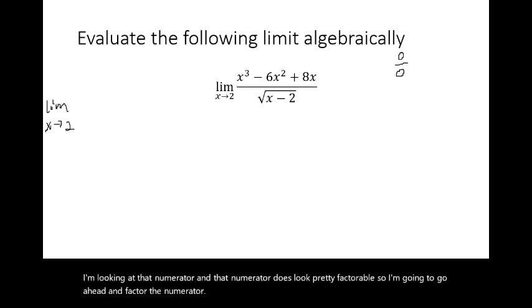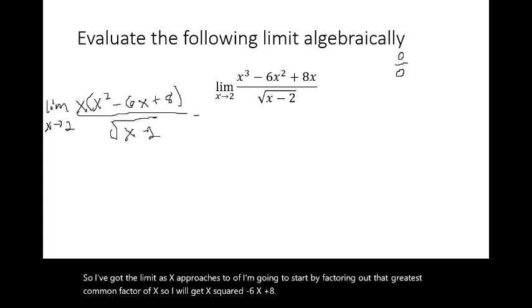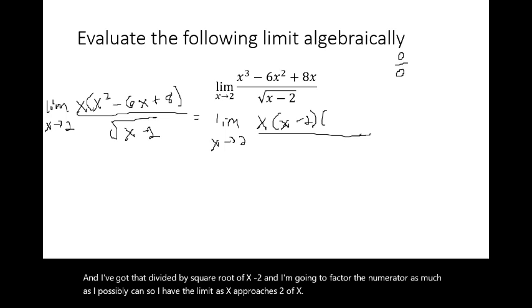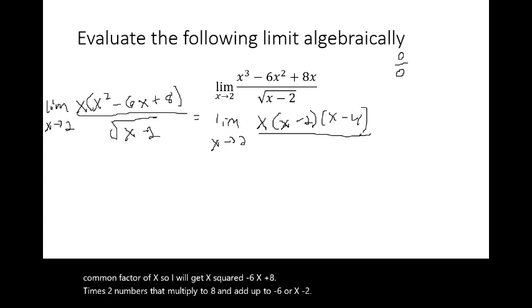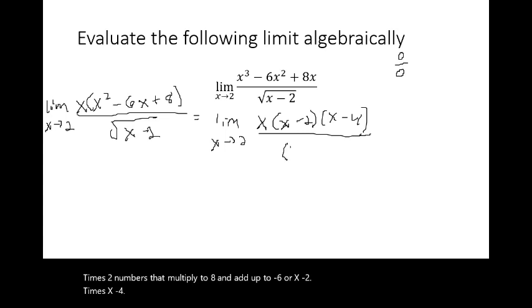So I've got the limit as x approaches 2 of, I'm going to start by factoring out that greatest common factor of x, so I will get x squared minus 6x plus 8. And I've got that divided by square root of x minus 2. And I'm going to factor the numerator as much as I possibly can. So I have the limit as x approaches 2 of x times two numbers that multiply to 8 and add up to minus 6 are x minus 2 times x minus 4. And then while I'm at it, I'm going to rewrite that square root in the denominator as parentheses x minus 2 to the power of 1/2.